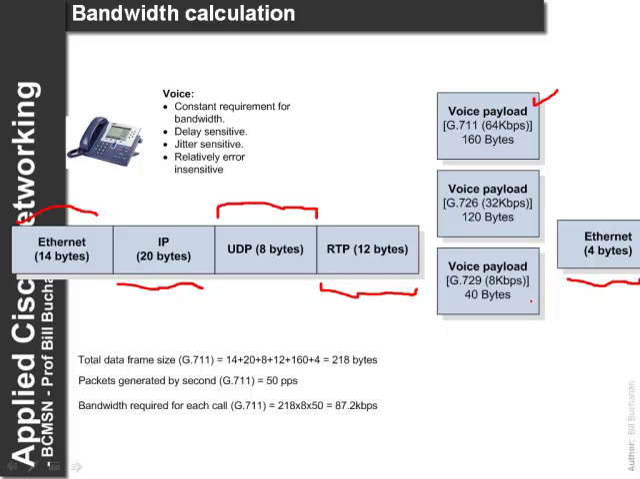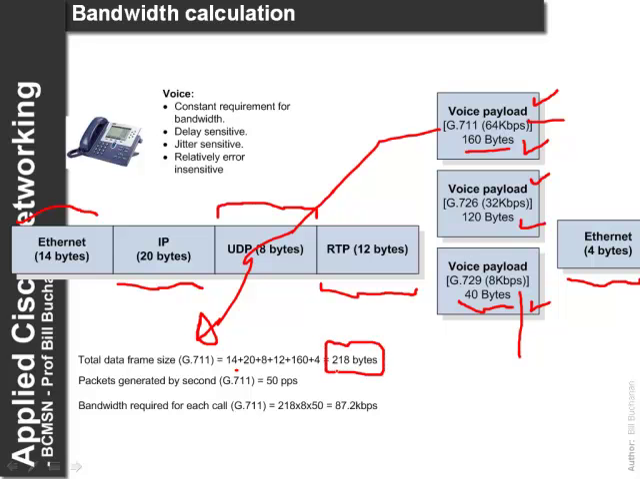The simplest one here is an 8 kilobits per second compressed stream, which only requires 40 bytes for our voice payload. A 32 kilobits per second stream gives us higher quality. That gives us 120 bytes, and then a pure 64 kilobits per second stream gives us 160 bytes. If we take this as an example of a pure stream, it gives us our worst case. If we add up all the numbers, each data frame that's sent is 218 bytes long, so it isn't a long data frame.